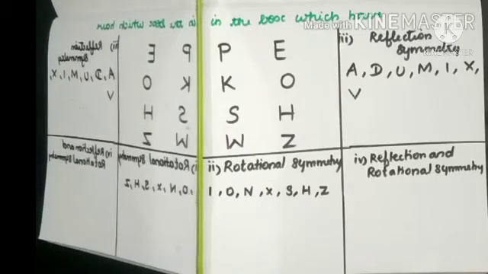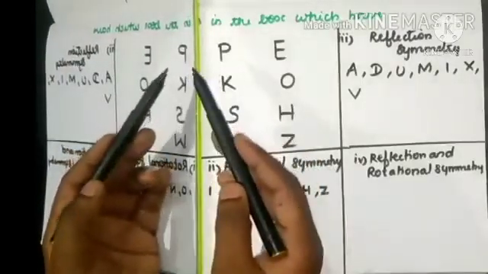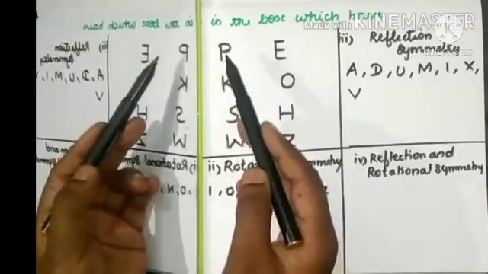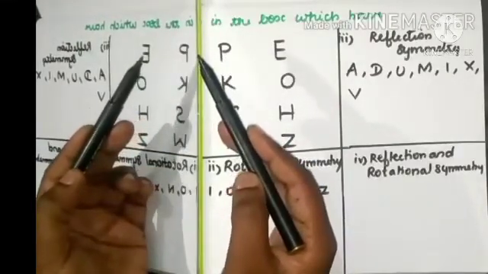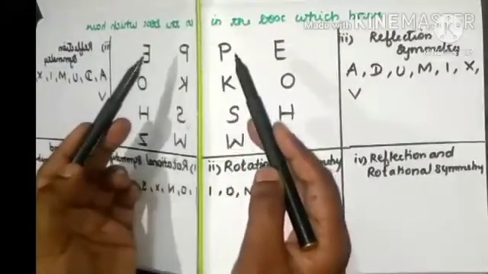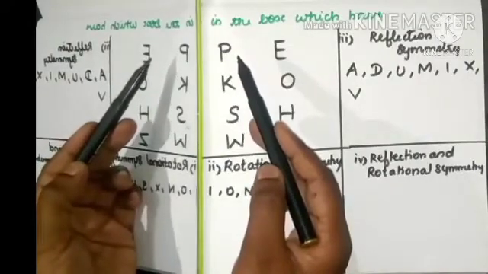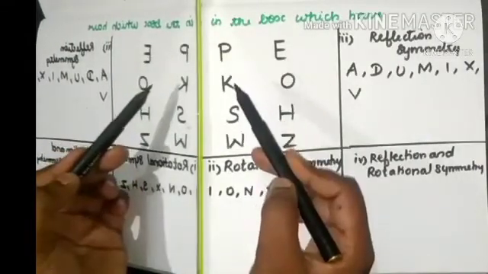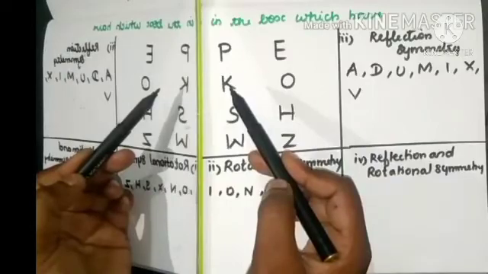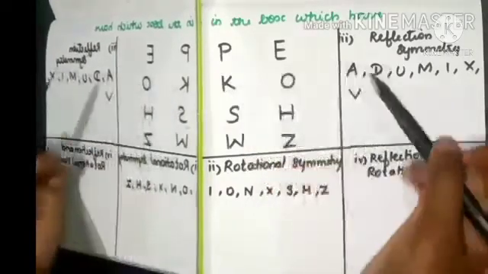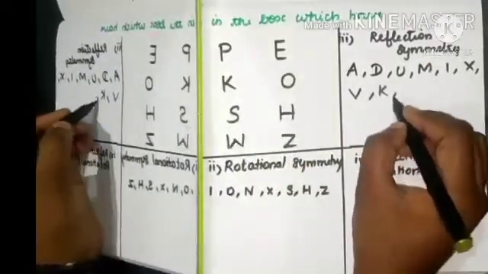P has no reflection symmetry. It looks like 9. Here the letter P shows like a number 9. So the letter P has no reflection symmetry. And for the letter K, K has a reflection symmetry.